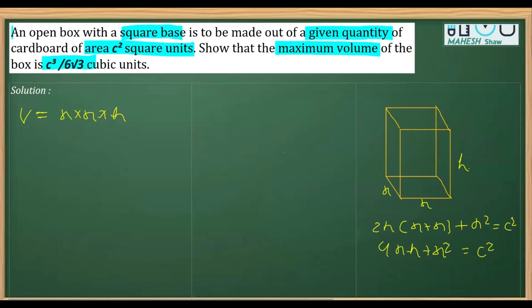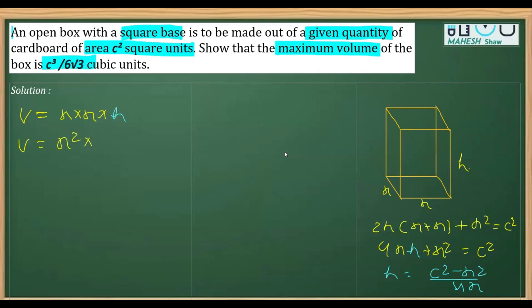So what we can do further is replace this h here, right? I'm going to replace this h with h from here, because c is a constant. If I extract h from here, it's going to be c squared, transposing this x squared to the other side, x squared divided by 4x. Now let's continue calculating the volume, so x into x is x squared.